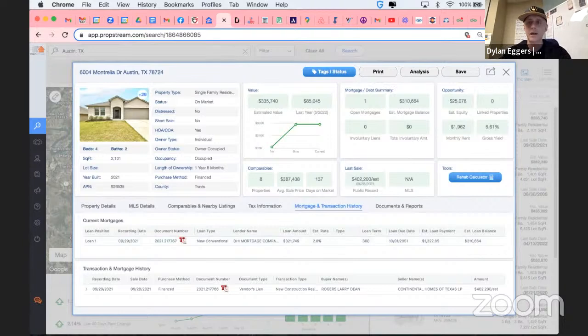Boom. First one, easy. Okay. So maybe we'll have time to do another one, but I want to show you guys now what it would look like to underwrite this and send an offer to her.